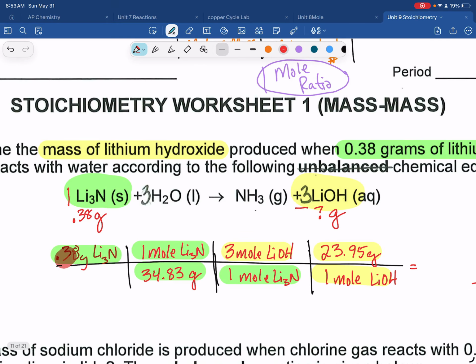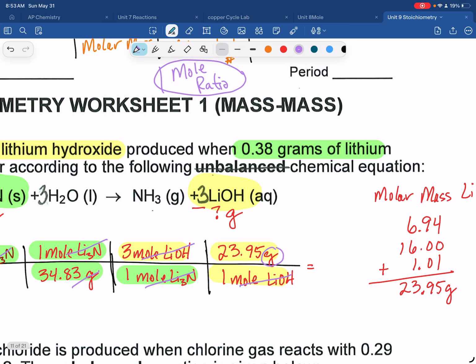If we did it right, our units should cancel. Grams cancels with grams. Moles of lithium nitride cancels with moles of lithium nitride. Moles of lithium hydroxide cancels with moles of lithium hydroxide. And ta-da, we have grams. So we're going to do the math, multiply by what's on the top, divide by what's on the bottom, and we get 0.78 grams of LiOH.